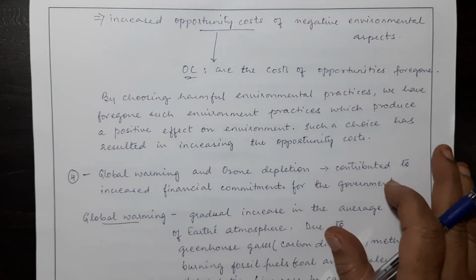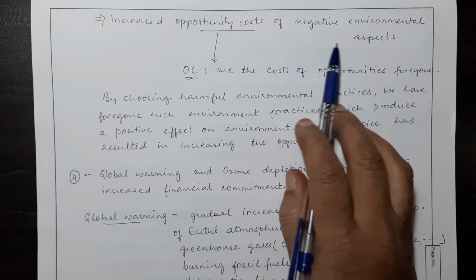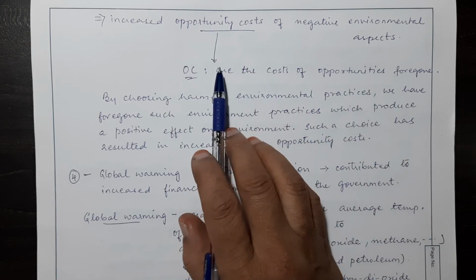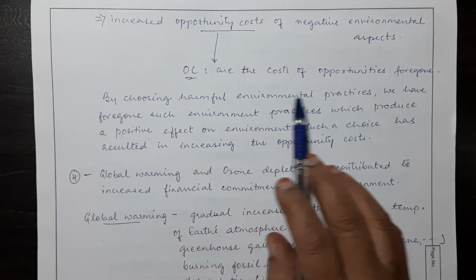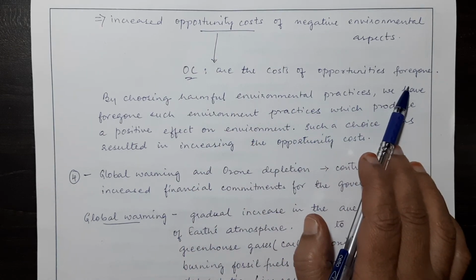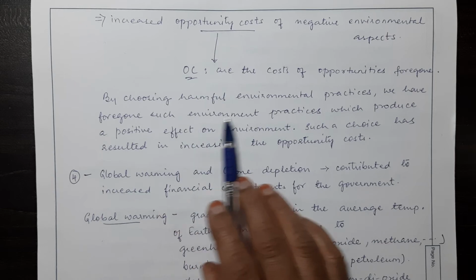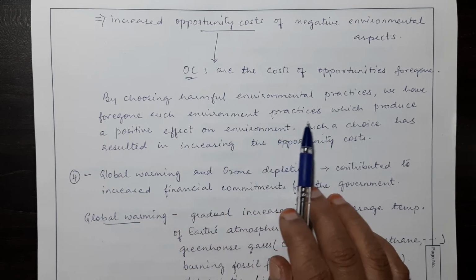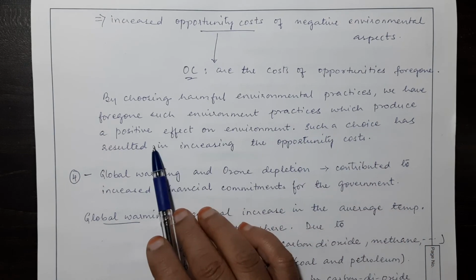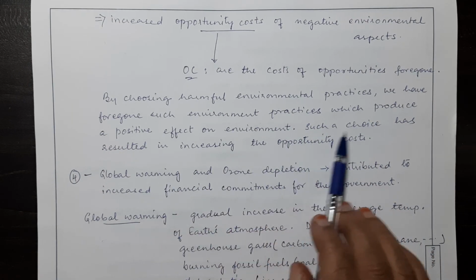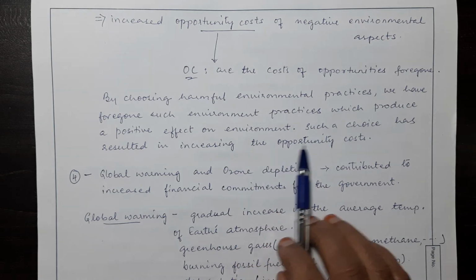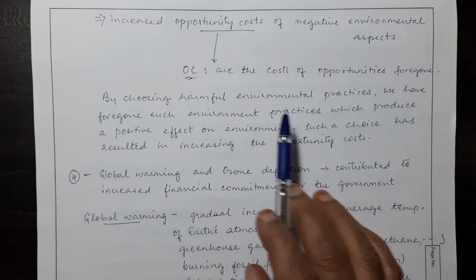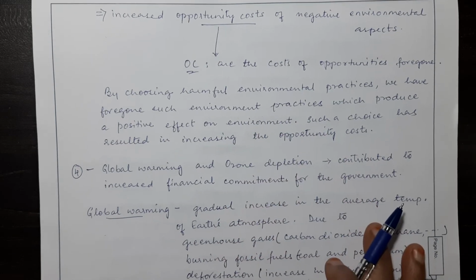All this means that there is an increased opportunity cost of the negative environmental aspect. What is this opportunity cost over here? These are the costs of opportunities foregone. That is, by choosing harmful environmental practices, we have foregone such environmental practices which produce a positive effect on the environment. Such a choice has resulted in increasing the opportunity cost. What type of choice? That we have chosen negative or harmful environmental practices.